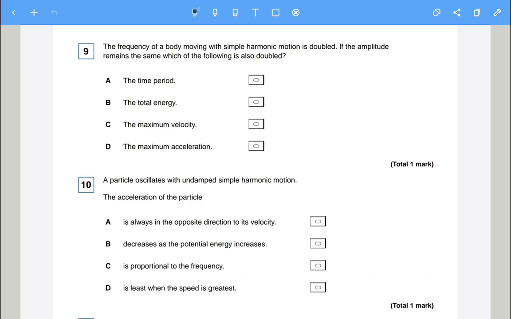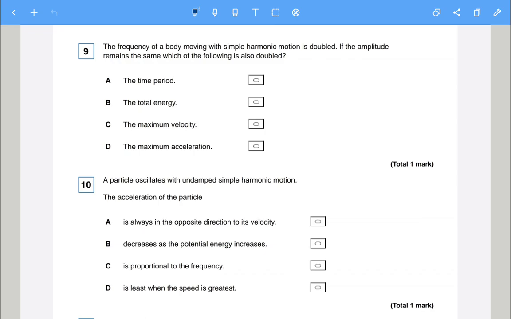Now this is quite tricky, this one, in my opinion. You might have done this one. I thought, yeah, that's straightforward. But number 9: the frequency of a body moving with SHM, simple harmonic motion, is doubled. So the frequency is doubled, if the amplitude remains the same, which of the following is also doubled? My advice for this one, especially if you do the AQA, is to look at the equation sheet. Unless you're a genius and you can just answer it anyway.